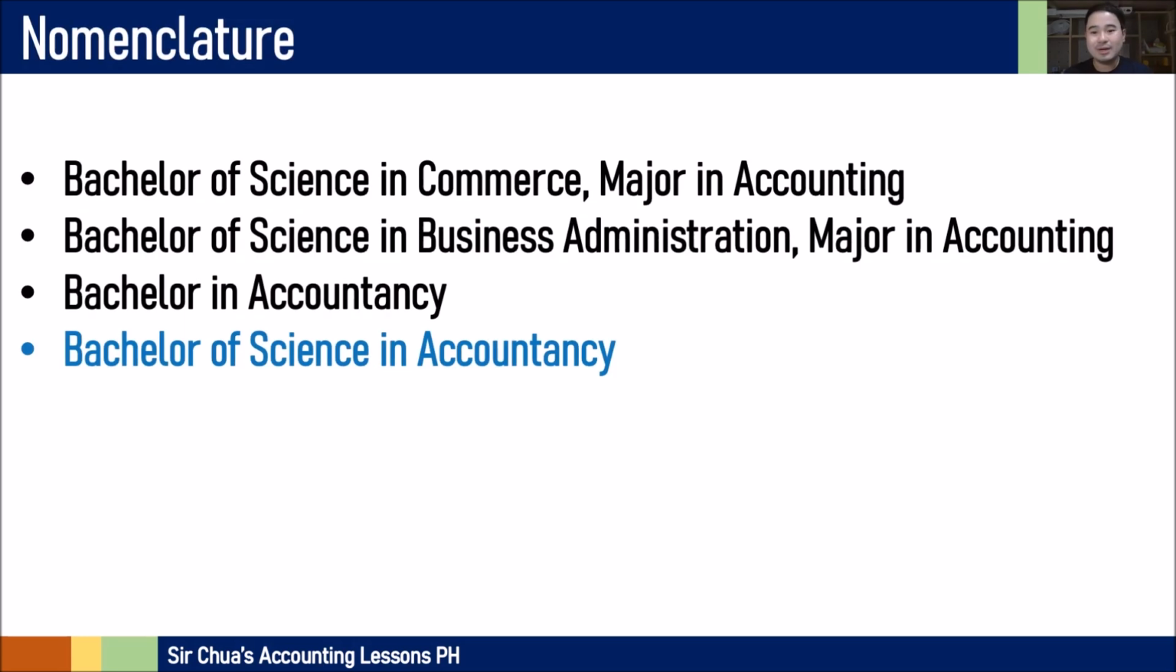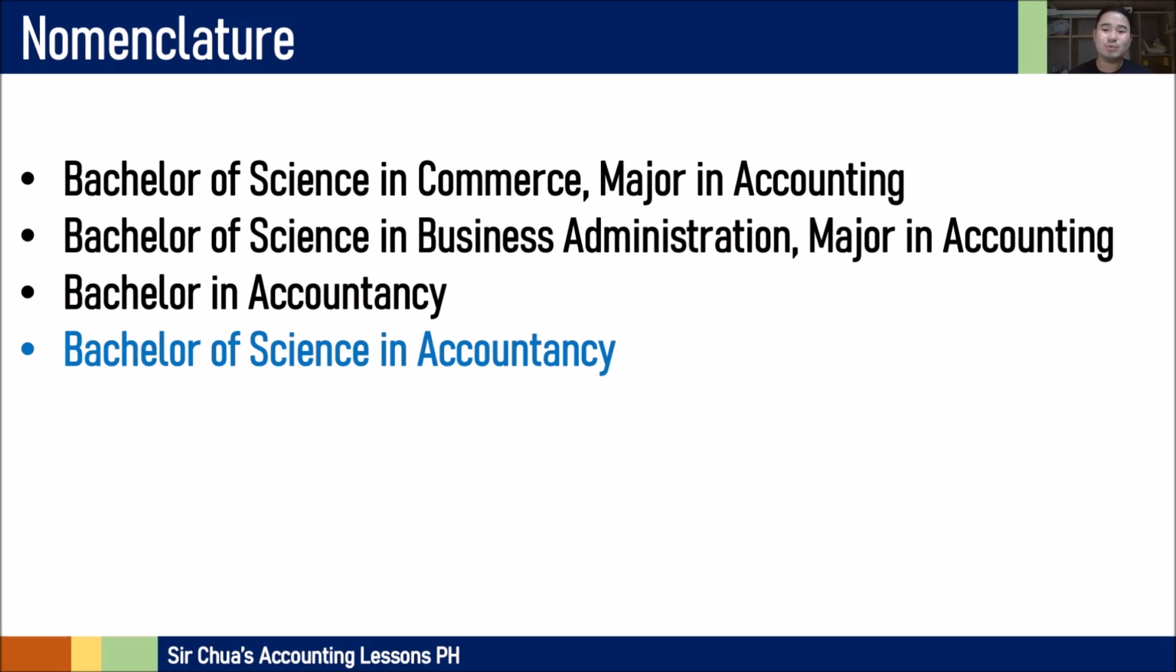Okay, so actually BS Accountancy came from different names, no? It had different names before. So maybe your parents or grandparents who are accounting majors, their degree title is a bit different from what you are taking right now, or what you are intending to take, which is Bachelor of Science in Accountancy.